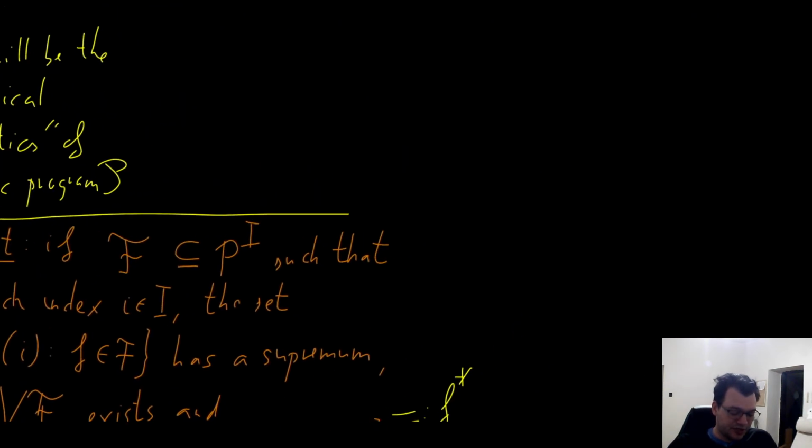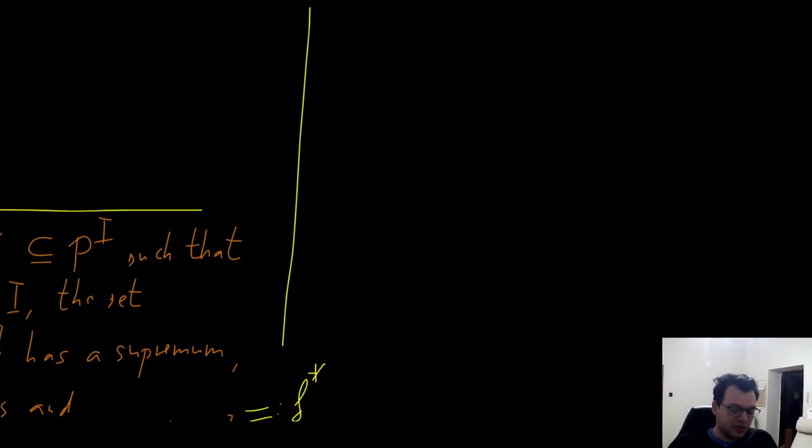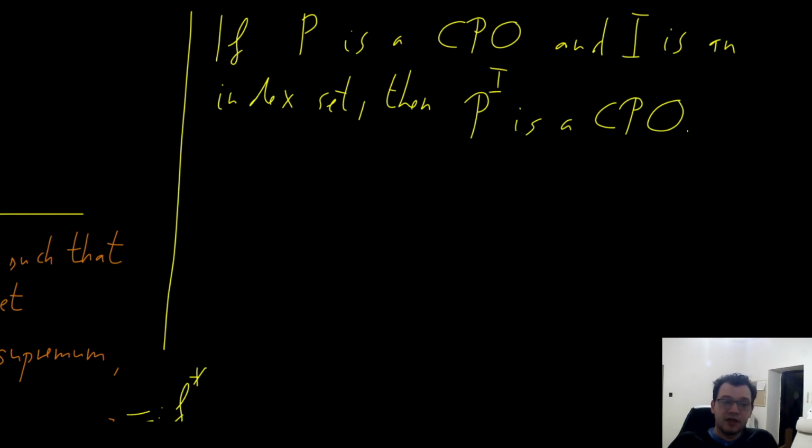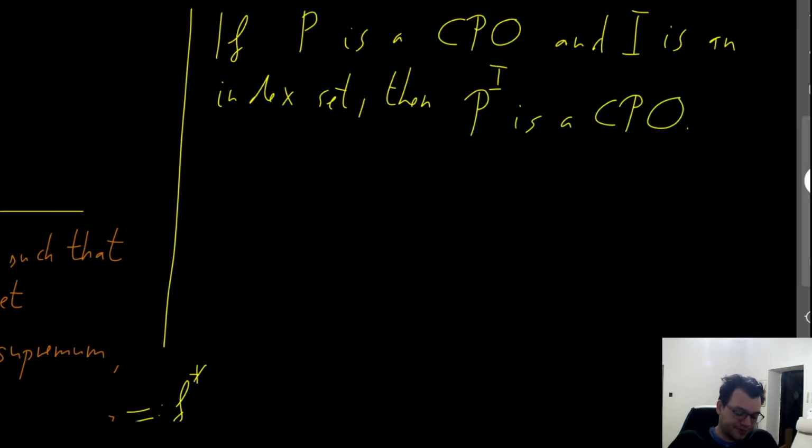Now, before moving on, if we are on this topic of computing the supremum of functions, there is another statement which says that if P is a CPO and I is an index set, then P to the I is also a CPO. Now that's quite important for our method because, of course, 2 is a CPO.